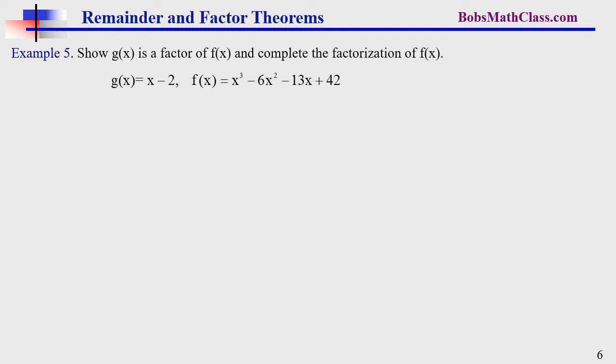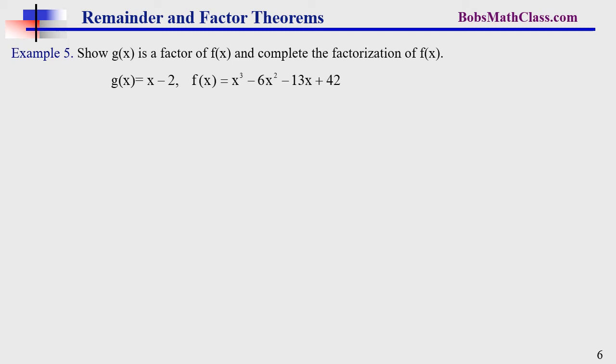Okay, here's our polynomial. f of x equals x to the third minus 6x squared minus 13x plus 42. What we want to do is give the complete factorization of that polynomial. And they're telling us already that here's a factor, x minus 2. So this one doesn't say is g of x a factor, it says show g of x is a factor.